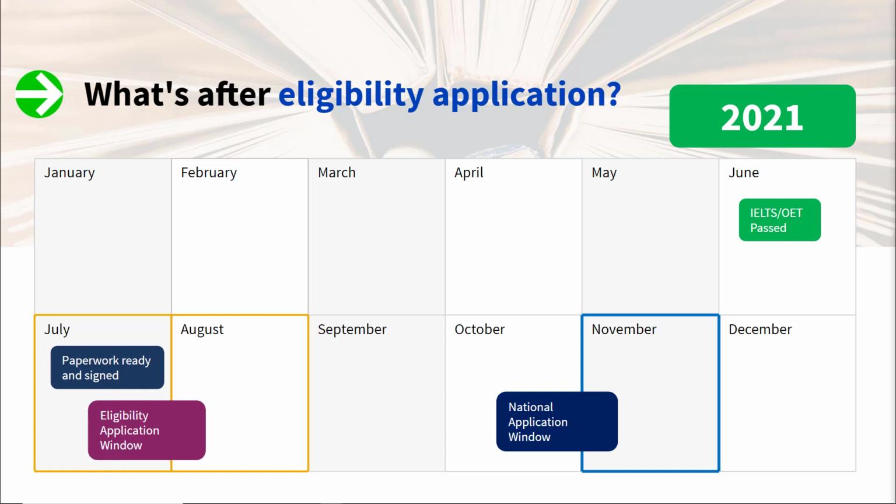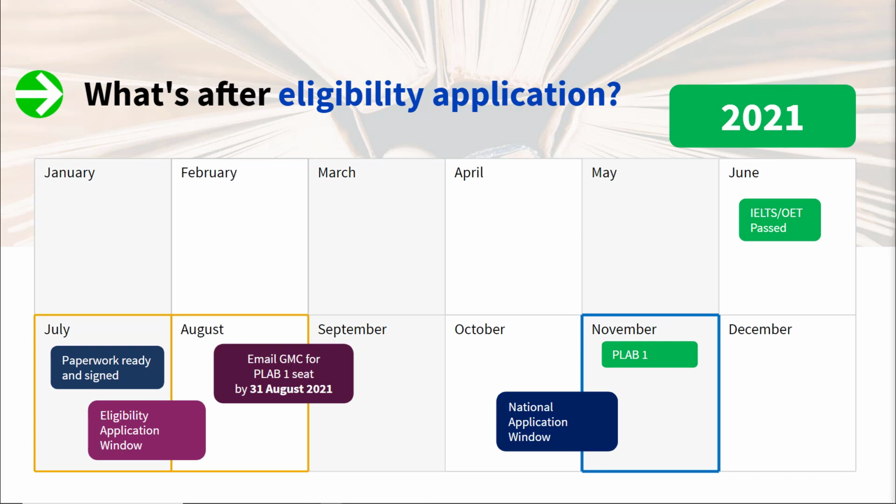So I'll walk you through it. The latest you can take PLAB 1: you may have done PLAB 1 already and be waiting for a PLAB 2 date. In that case, things are easier for you. But if you haven't done anything so far, the latest PLAB 1 that you can take would be in November 2021. And if you have applied for UKFP eligibility, you can request GMC to give you priority to book PLAB 1. And that request has to be made before 31st of August 2021.